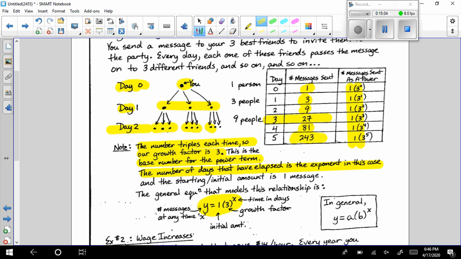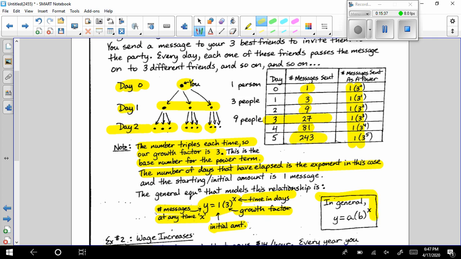x, where x is the time in days, 3 is the growth factor, 1 is the initial amount, your one message that you sent, and the y is equivalent to the number of messages that have been sent at any time x. Note that these power terms are in agreement with the standard form of writing them. 3 cubed is 27. 27 times 1 is 27. It's kind of cool how that works out.